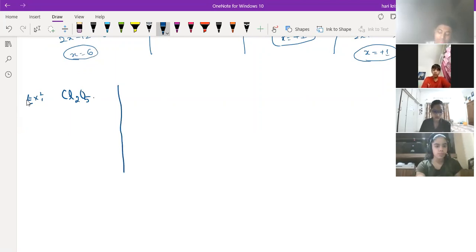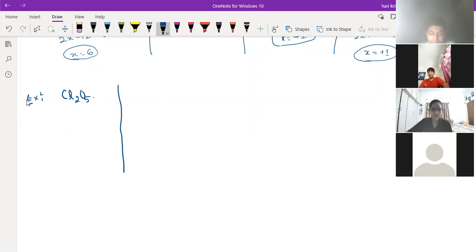Okay, next one. Divika. Sir, the oxidation number of a monoatomic ion is the same as the charge of the ion. Very good. The oxidation number of a monoatomic ion is equal to the charge of the ion.